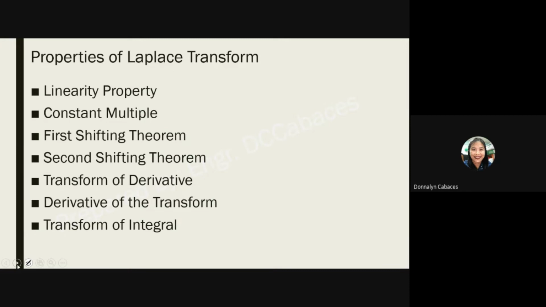Okay. These are some properties of Laplace transform as mentioned in your module. There are still other properties, but these are the most common that we can use in solving differential equations. The linearity property, the constant multiple, the first shifting theorem, the second shifting theorem, transform of derivatives, derivatives of the transform, and transform of integral. So I'll be focusing on these properties today, and then the application will be after the discussion of inverse Laplace transform. But I'll be giving you some examples on how we can apply the properties of Laplace transform.